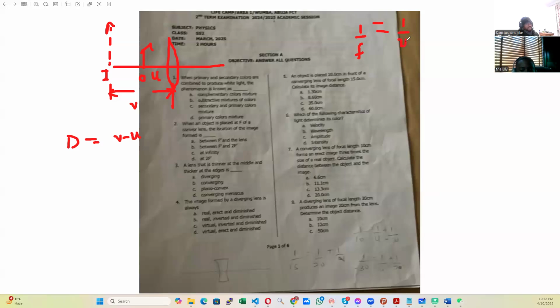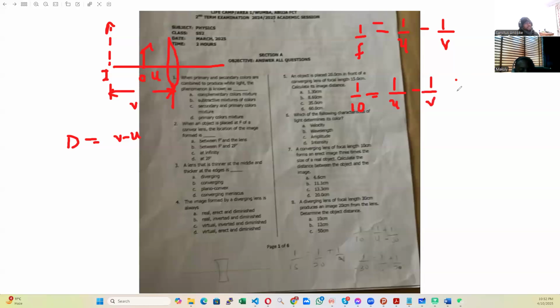We have 1 over u minus 1 over v, so we have 1 over f. F is 10, so 1/10 is equal to 1 over u minus 1 over v.